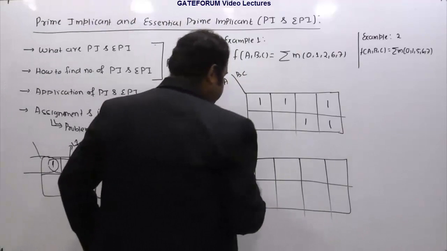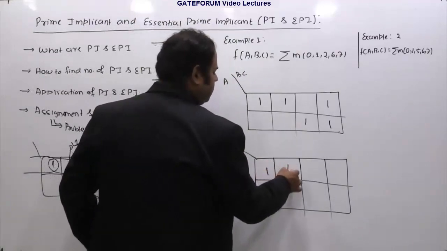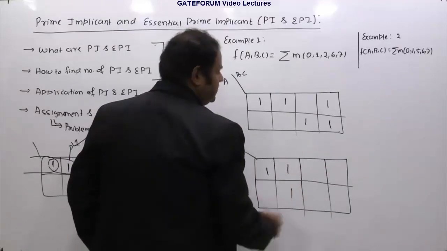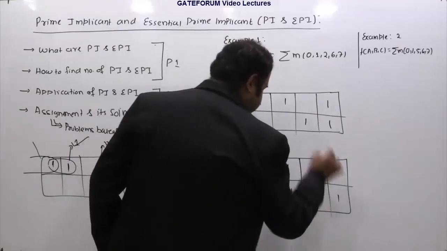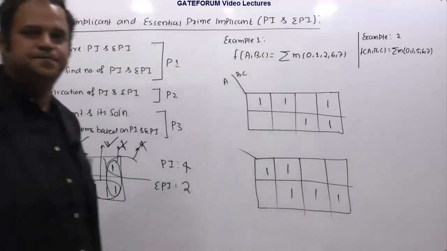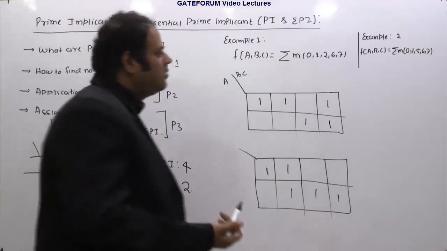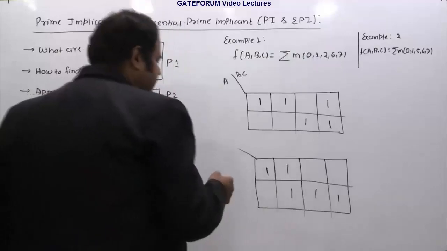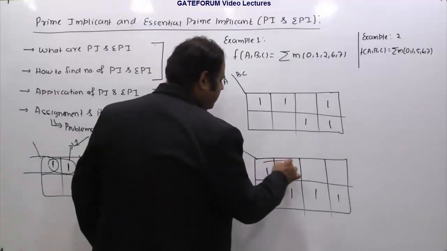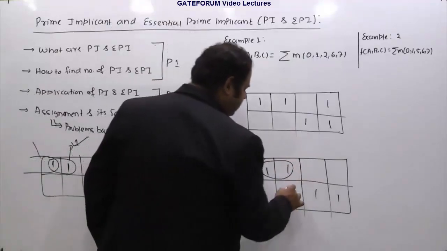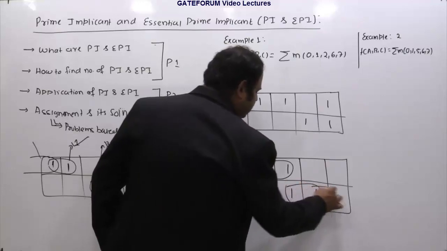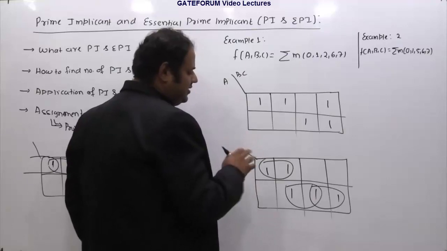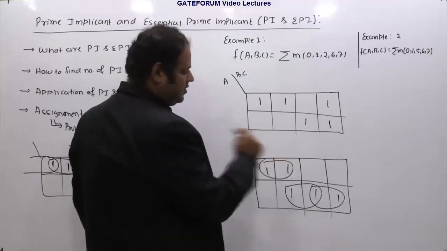So let's plot it. This is cell number 0, cell number 1, then 3, 2, 4, I have 5, then 6 and 7. So this is 7 and this is 6. So this is what the map is. Again, my requirement is to identify how many PI and how many EPI. So I should be going for the groupings. I can make a grouping like this, like this, and like this. If my job is to get the minimized expression, I might have stopped here.